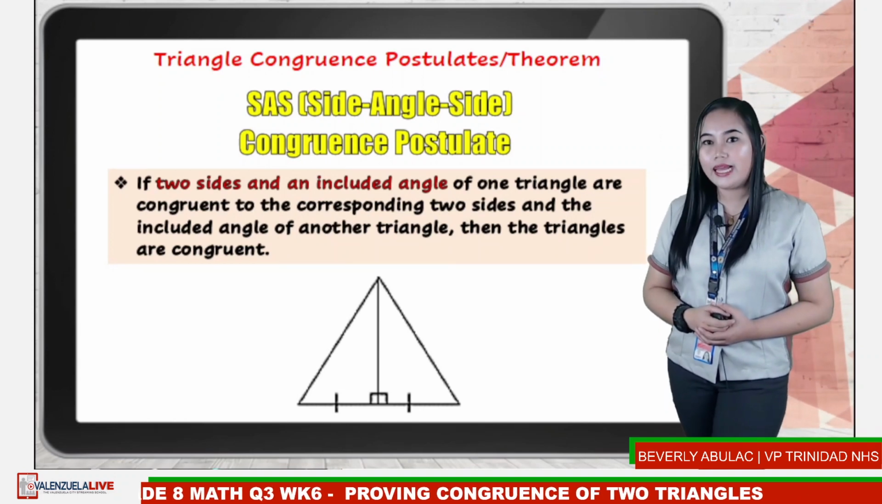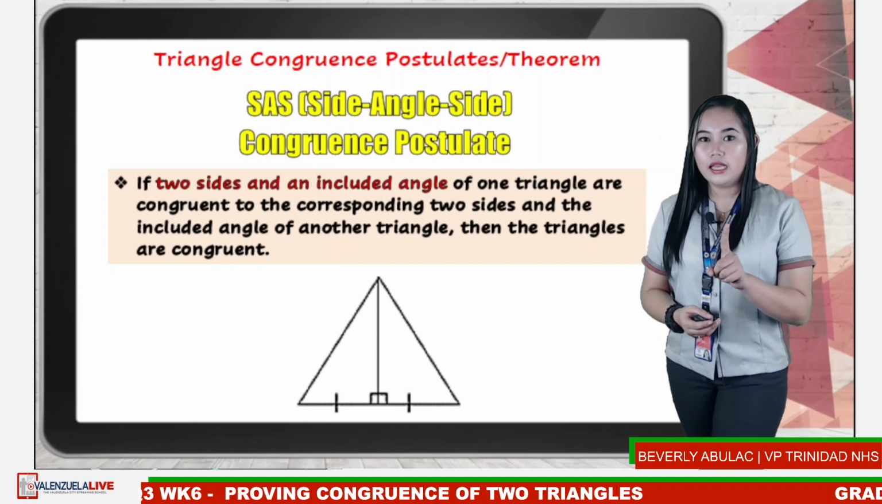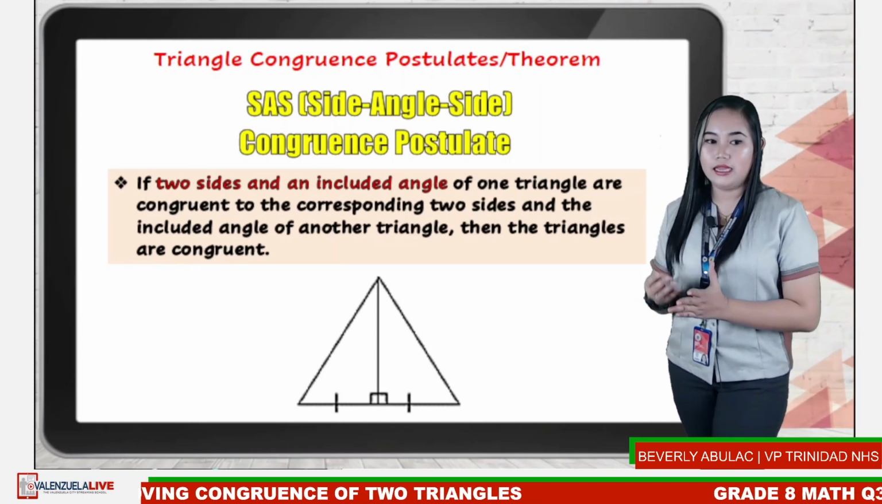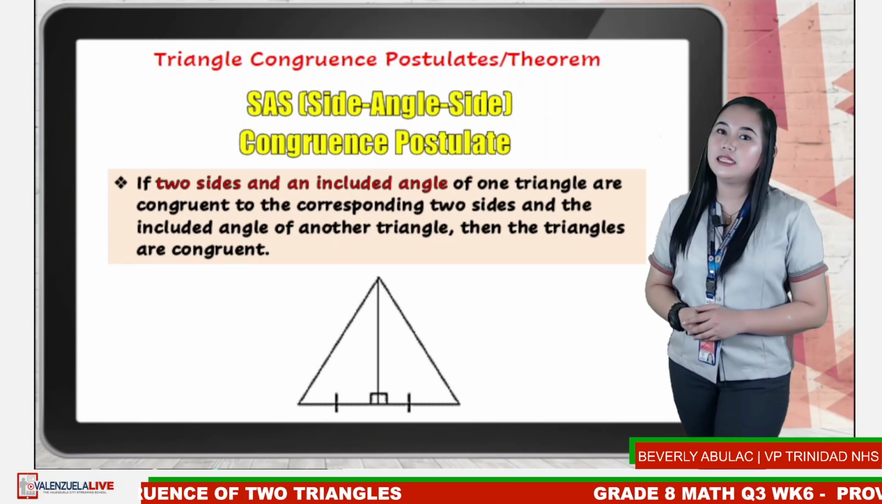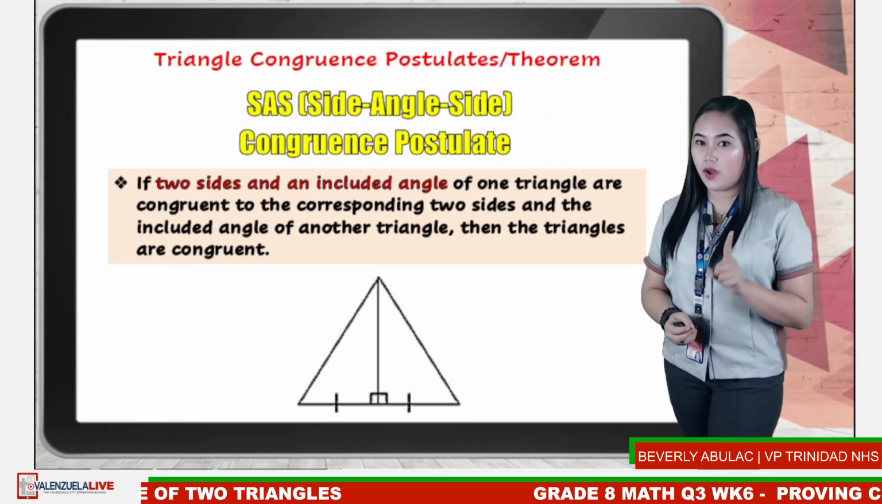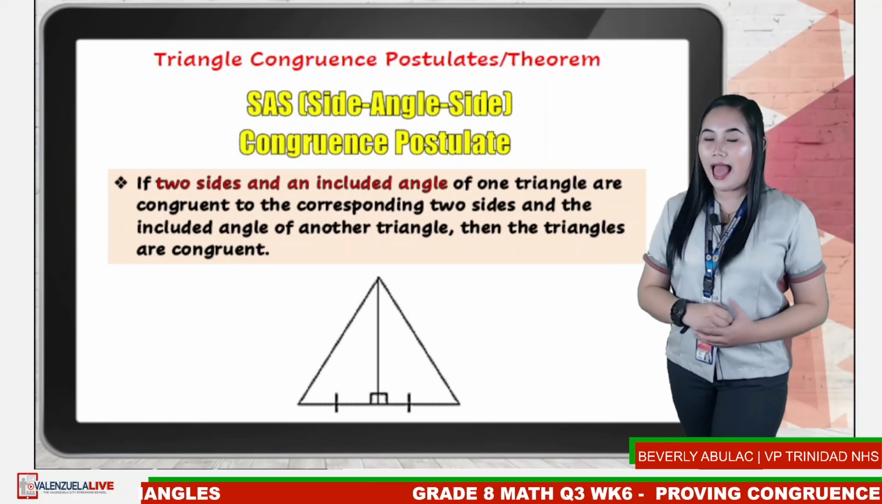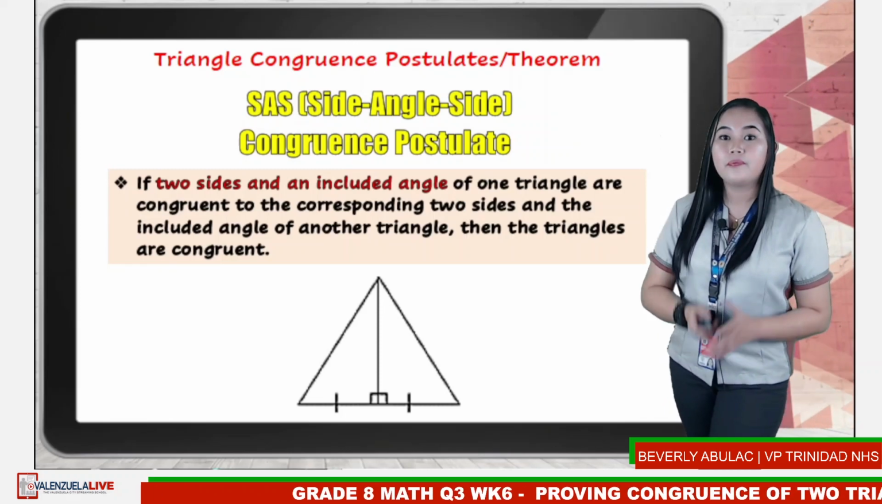Now, we have the triangle congruence postulates and theorems. Number one, we have the SAS, or the side-angle-side congruence postulate. If two sides and the included angle of one triangle are congruent to the corresponding two sides and the included angle of another triangle, then the triangles are congruent.